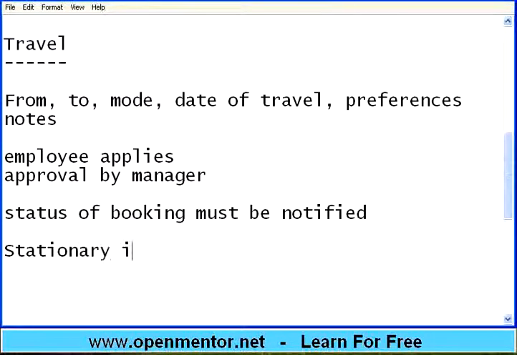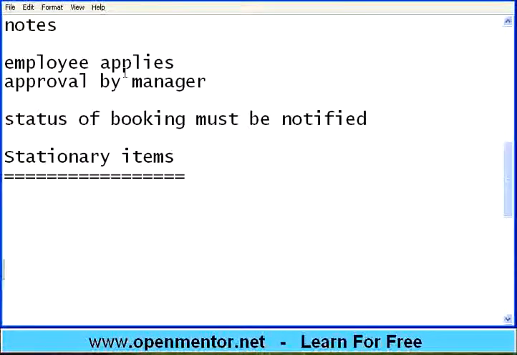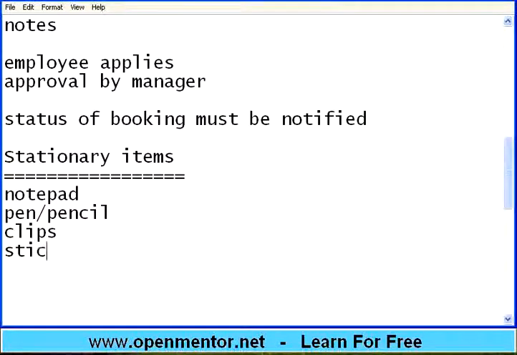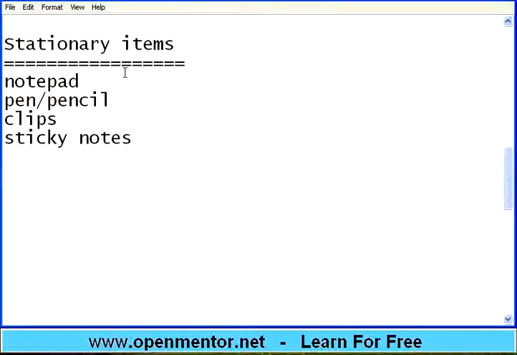And stationery items. Stationery items meaning in the office you need a notebook, right? Notepad you want, or you want a pen or pencil, or you need clips, you need cellophane tapes, you need some sticky notes. These are all small stationery items that you need. You go and book in the particular screen of the HR application. It will be approved by your manager. Then the HR department will get that stationery item to you, a table.